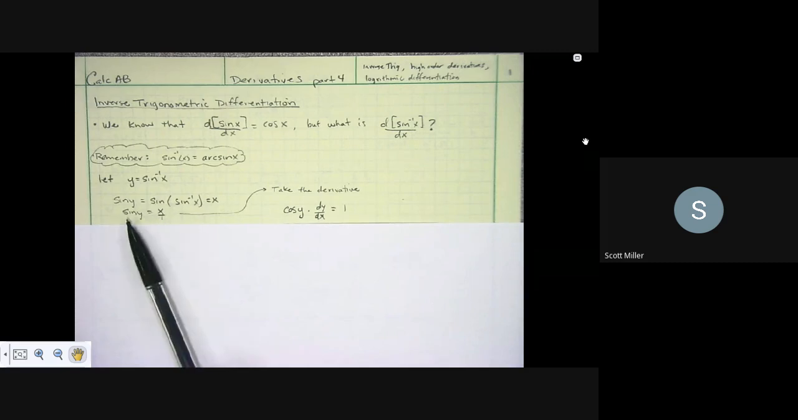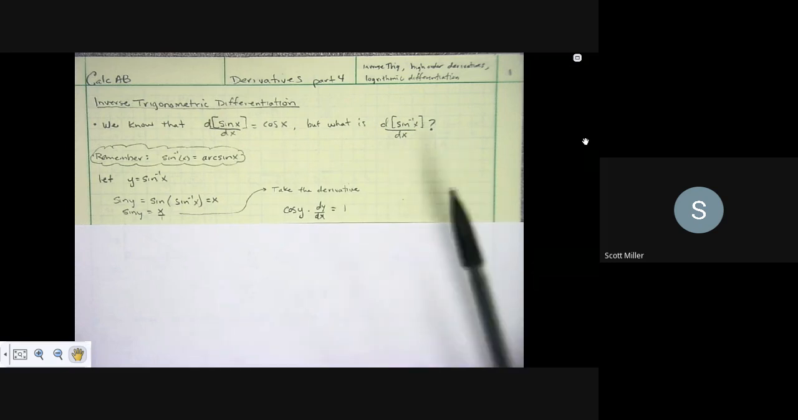I can take the derivative of this. But actually, let's do this part over here. If the sine of y equals x over 1, then I can make my right triangle. Here's angle y. Opposite over hypotenuse, so that is x over 1. And by the Pythagorean theorem, it gives me this quantity right here. That's going to be useful for us in just a moment.